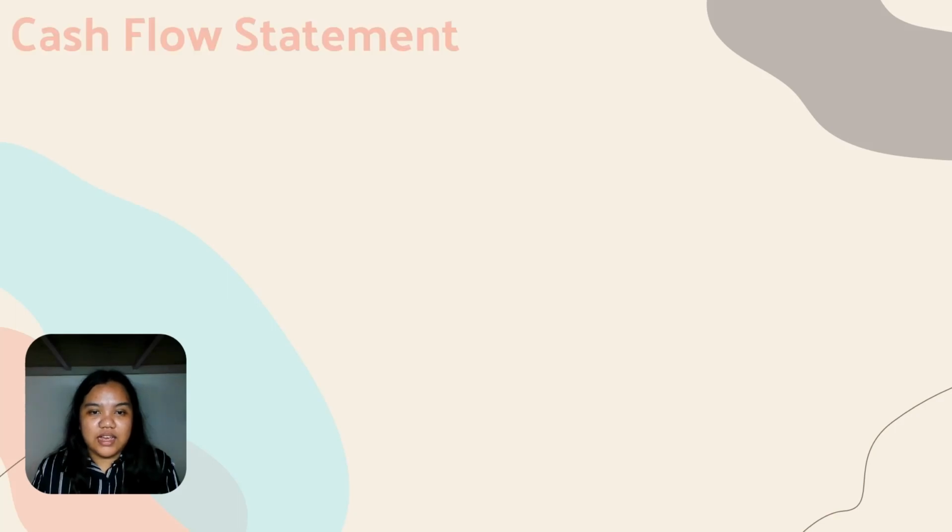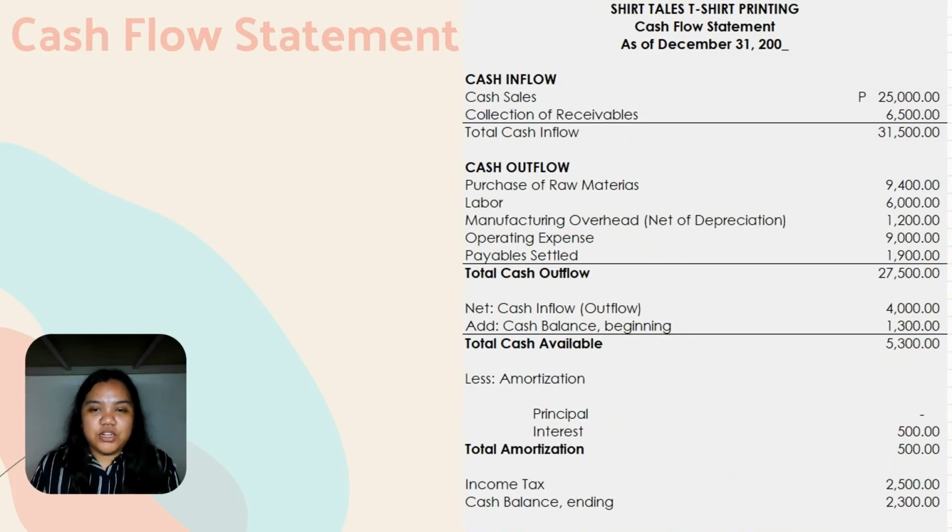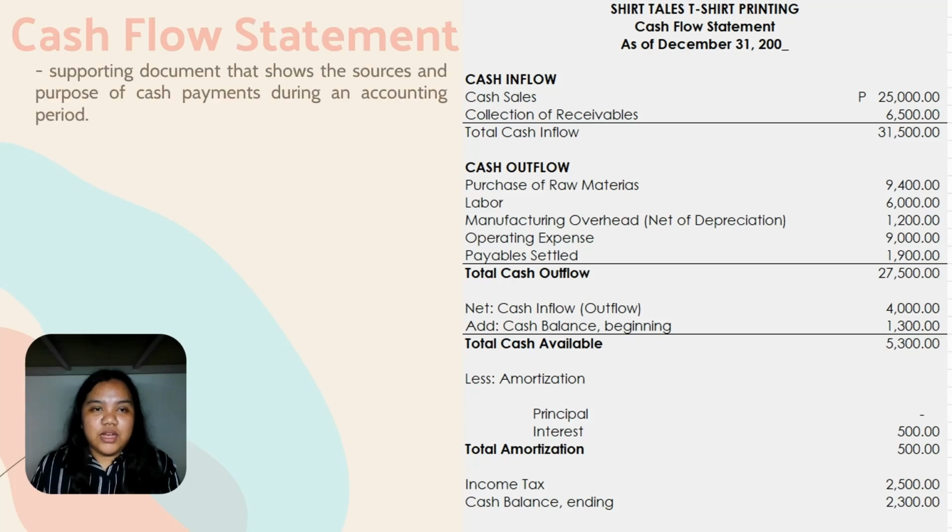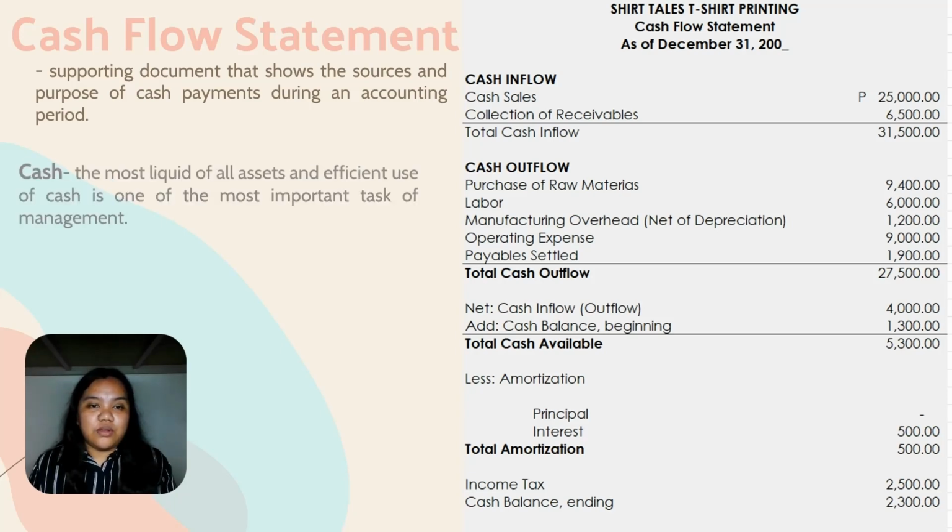Next is the cash flow. An example of cash flow is a supporting document that shows the sources and purpose of cash payments during the accounting period. Here you can see the flow of your cash, as the name says, cash flow, the in and out of the cash. Cash is the most liquid of all assets, and efficient use of cash is one of the most important tasks in management.